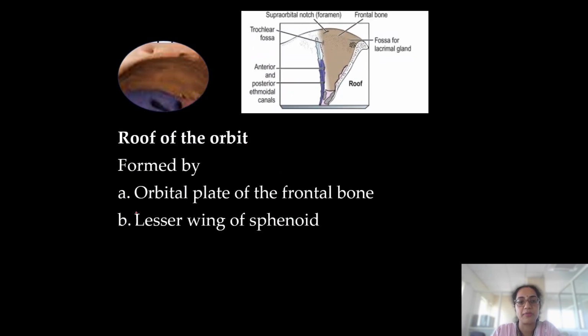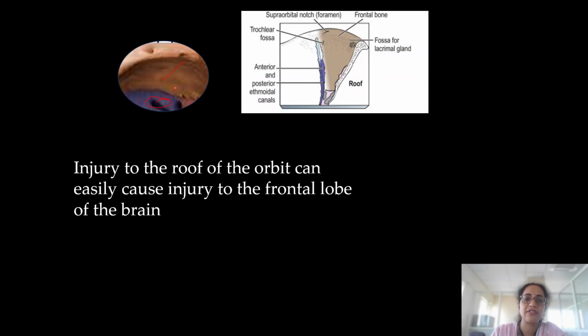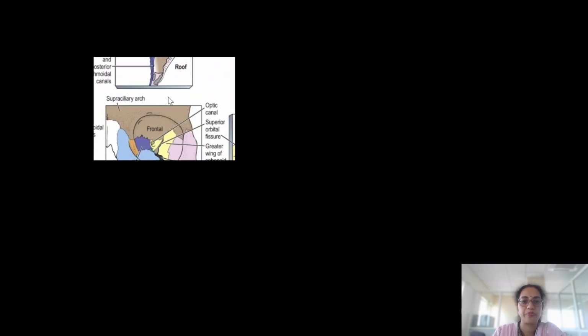Coming to the roof of the orbit, it's formed by the orbital plate of the frontal bone and the lesser wing of sphenoid. So this is the lesser wing of sphenoid here, and this is the orbital plate of the frontal bone. So through the orbital roof, the orbit communicates with the anterior cranial fossa, and injury in this area can easily damage the anterior cranial fossa contents.